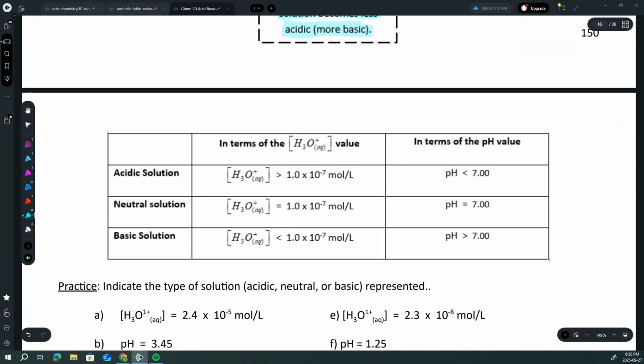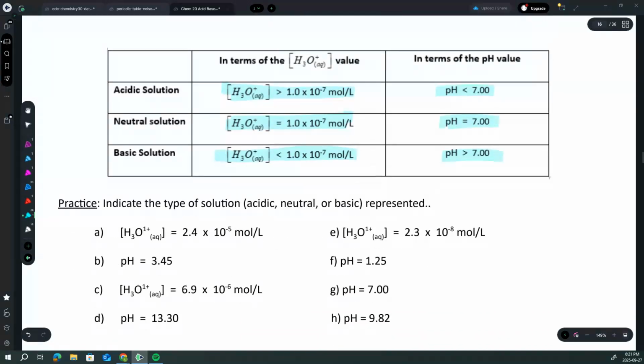All right, so as a summary of what we just talked about, acidic solutions are going to have a concentration of hydronium that is greater than 1 times 10 to the power of negative 7, and their pH will be less than 7. A neutral solution will have a hydronium ion concentration exactly equal to 1 times 10 to the negative 7, and the pH will be exactly 7. If it is off from these values, then it cannot be a truly neutral solution. A basic solution will have a hydronium ion concentration of less than 1 times 10 to the negative 7 and a pH greater than 7.